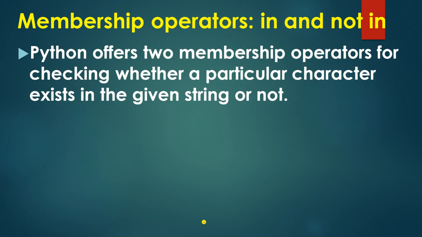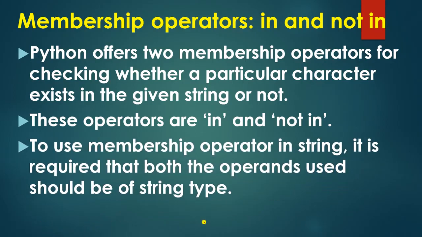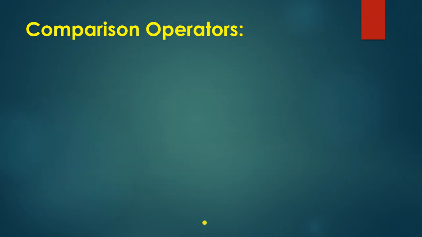Python offers two membership operators for checking whether a particular character exists in the given string or not. The in and not in operators will always give you a Boolean value, that is either true or false. To use a membership operator in a string, it is required that both the operands used should be of string type.